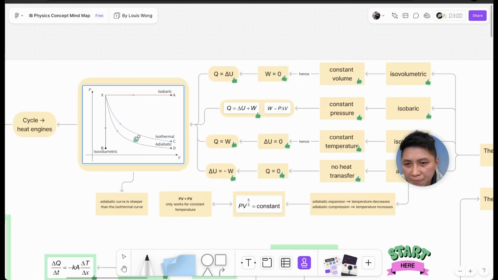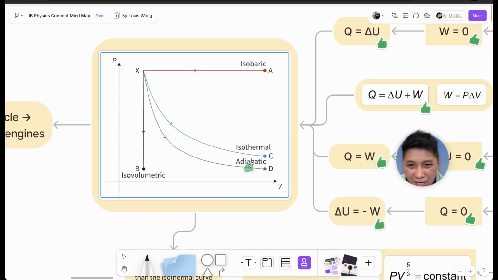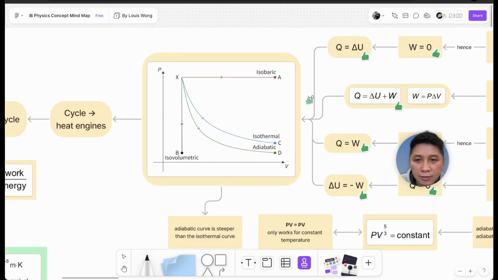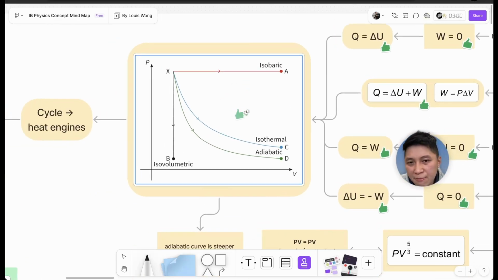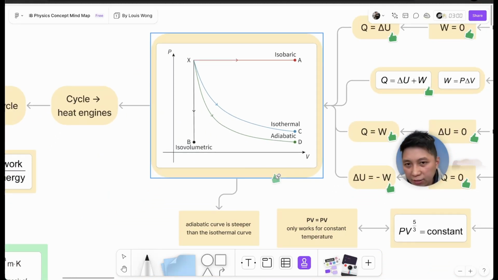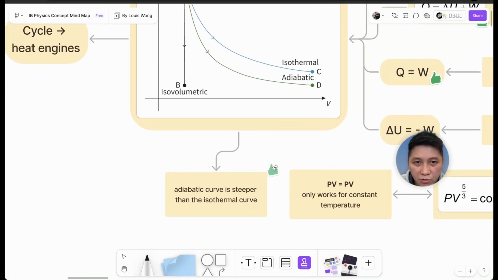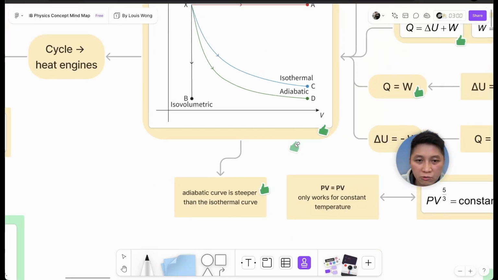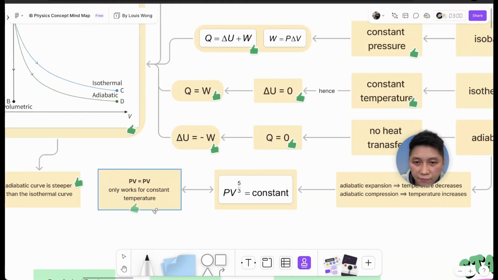And now you would be able to describe the four processes on the PV graph. Again, you need to identify which one is which, and it may be especially tricky when it comes to isothermal and adiabatic, because they both are curved, while the other ones are just horizontal and vertical lines, which are very easy to identify. One thing you need to recall is the adiabatic curve is steeper than the isothermal curve. The reason is something to do with this.